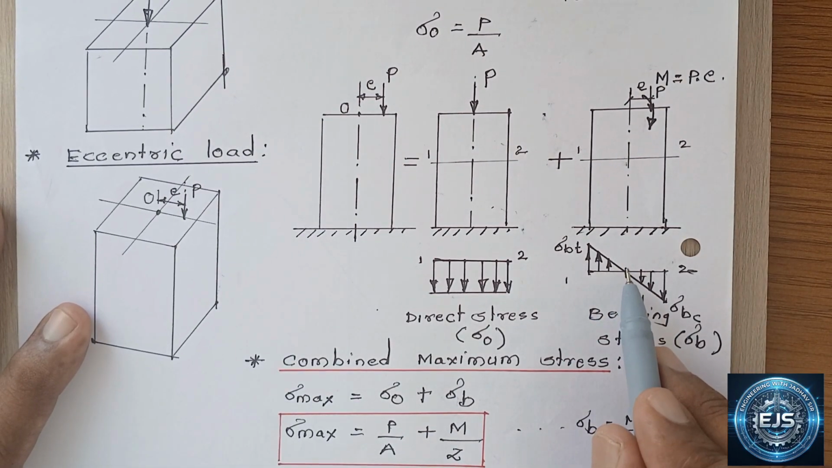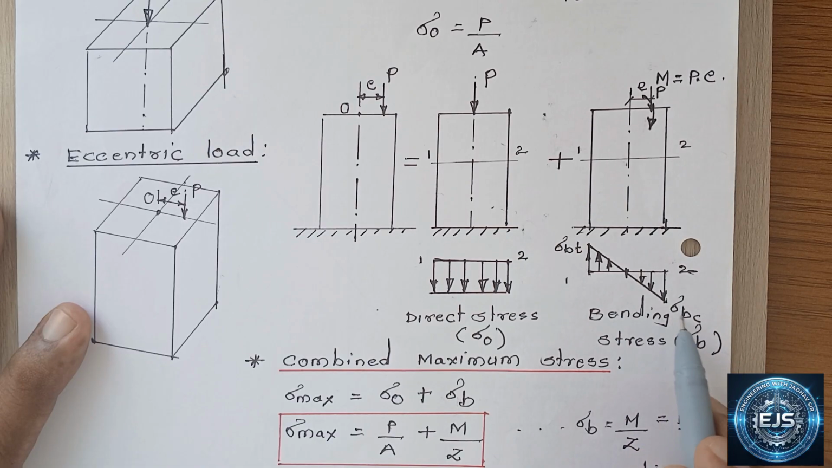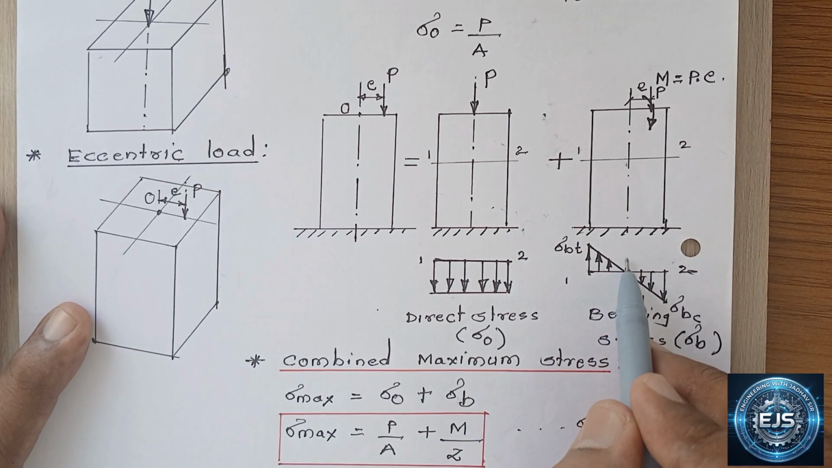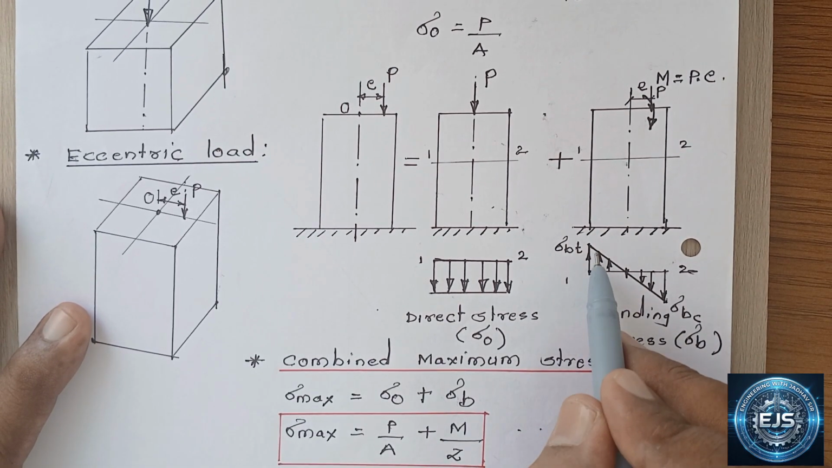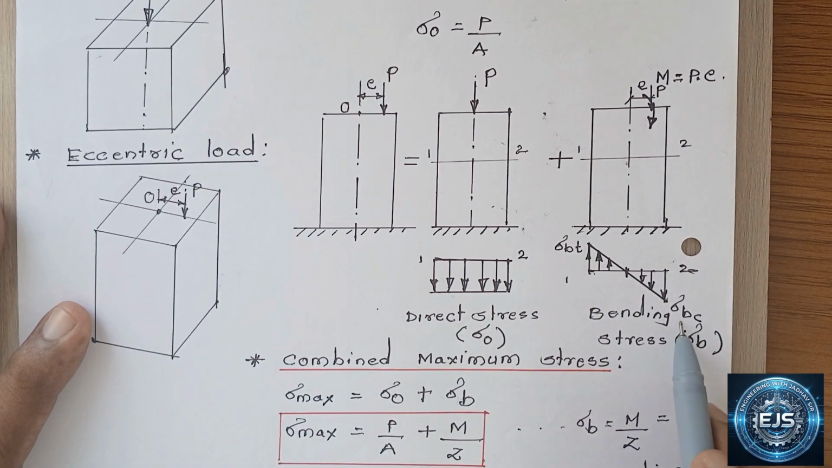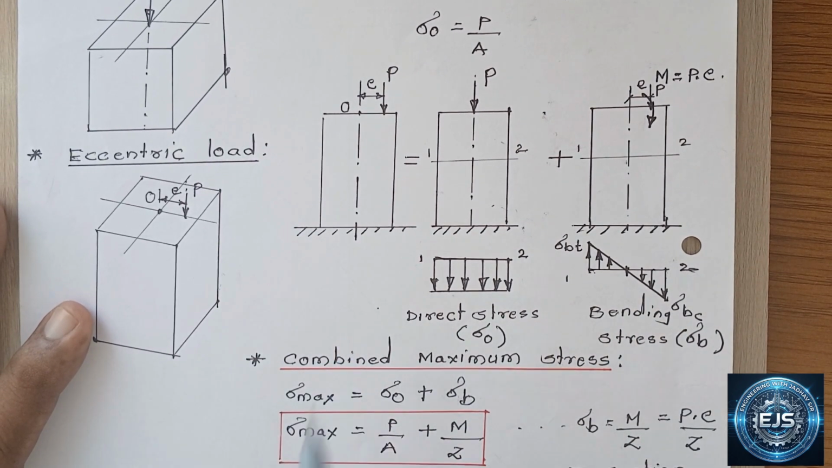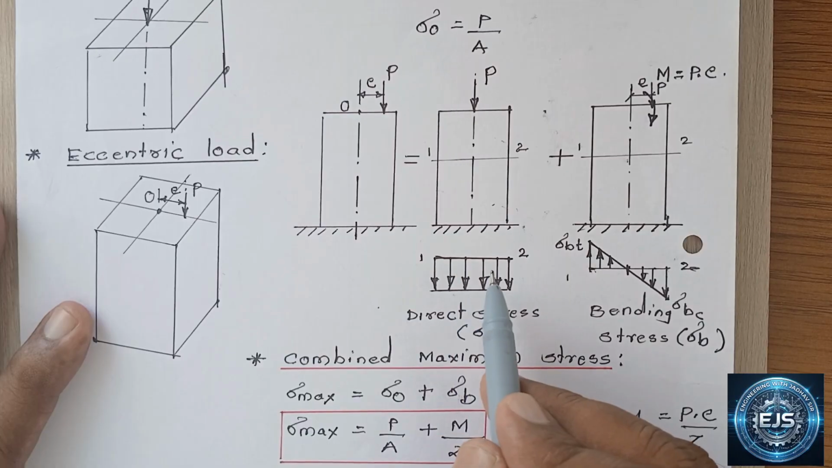So यहाँ से एक्सिस से ये राइट का पार्ट है, ये बेंडिंग स्ट्रेस ऑफ compressive नेचर है, और लेफ्ट का पोर्शन जो है वो बेंडिंग स्ट्रेस ऑफ टेंसाइल नेचर. सो दिस इज सिग्मा बीटी एंड दिस इज सिग्मा बीसी. सो इफेक्ट ऑफ एक्सेंट्रिक लोड on the column, there are two effects.